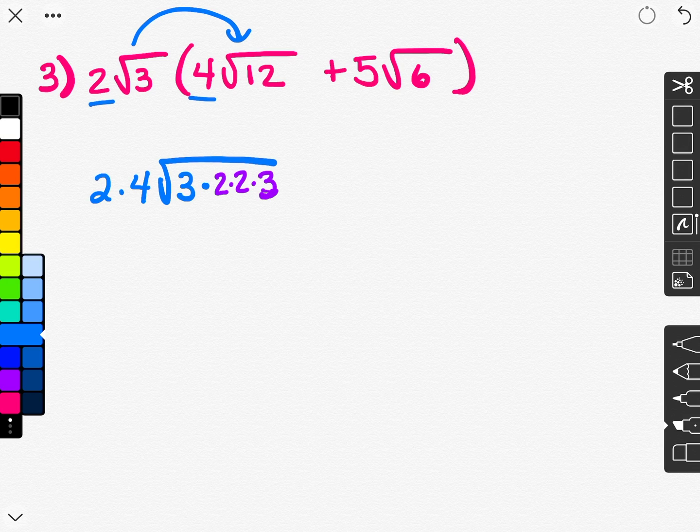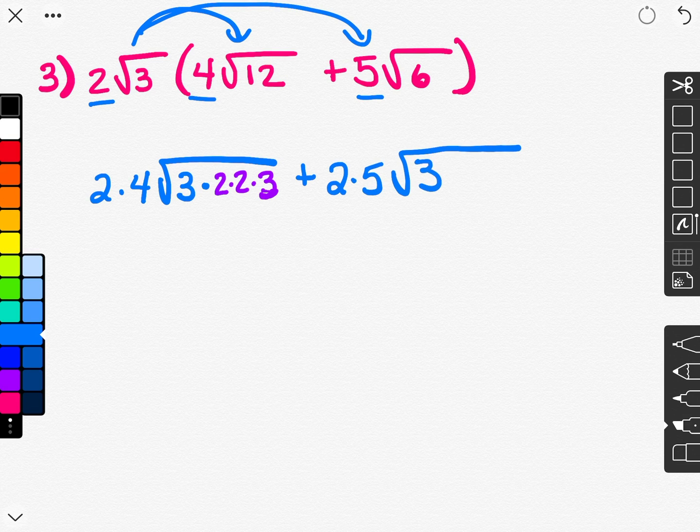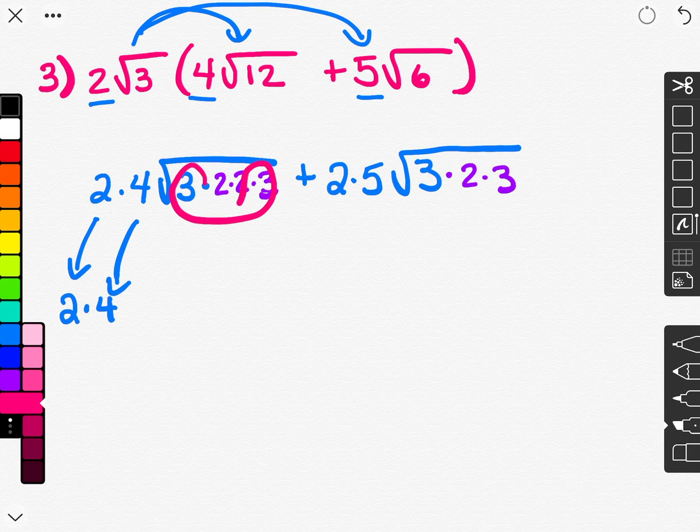Now I have to go back. Don't forget to continue distributing. Outside times outside, so that's 2 times 5 this time. And on the inside, we have our 3, and then we have our 6 that can be split into 2 times 3. Now we're going to pull out anything that can be pulled out. So we have our 2 out here waiting, our 4 out here waiting. Now I'm going to pull out any twins that I have. Well, the 3s, even though they're not next to each other, remember they escape, but something terrible happens, so only one of them makes it out. And then we have a set of 2s. They escape.